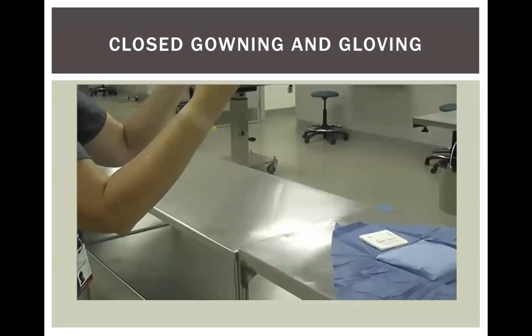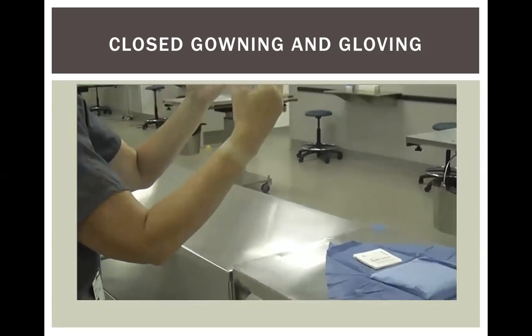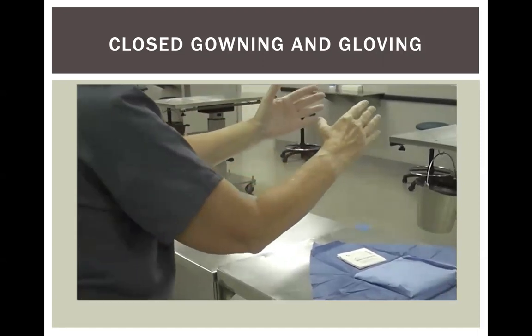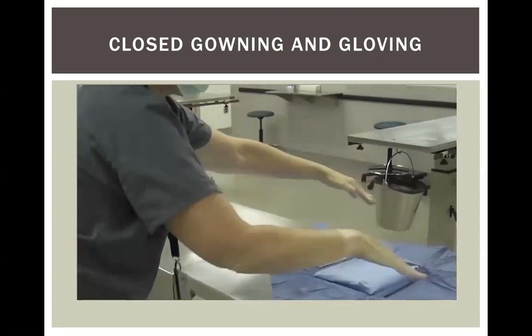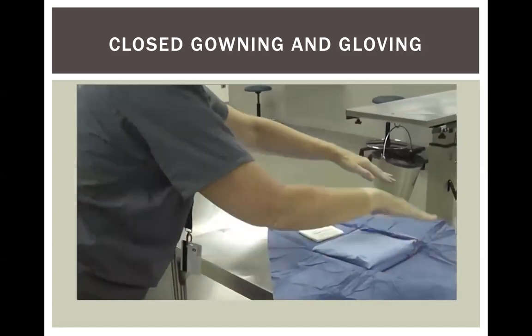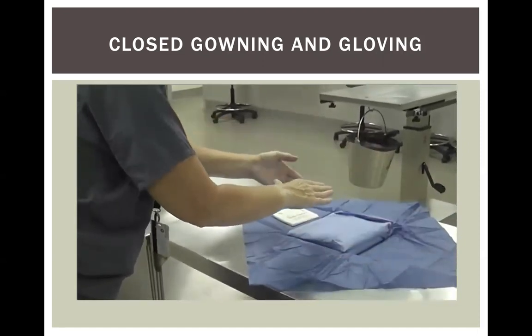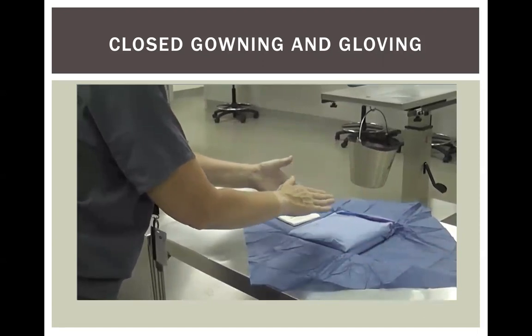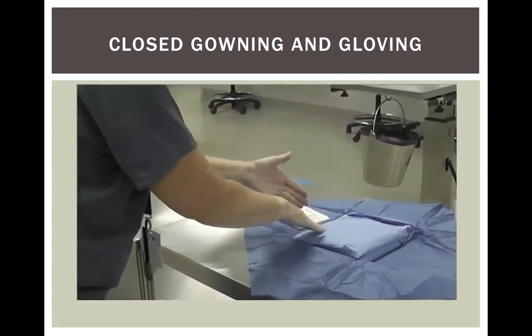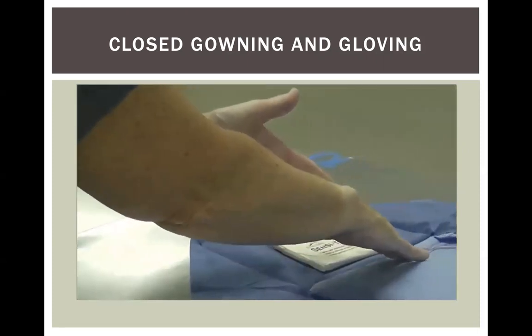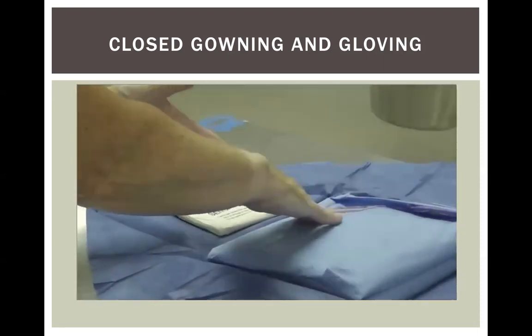Okay, we're now ready to put the gown on. Again, stay slightly bent over, and you want to be very careful as you approach your sterile island. Remember, everything on the blue is sterile, everything outside is not sterile. When I pick up my gown, which is always folded in the same manner, again, I see the handwriting on the gown, and I see the binding that goes along the neckline.